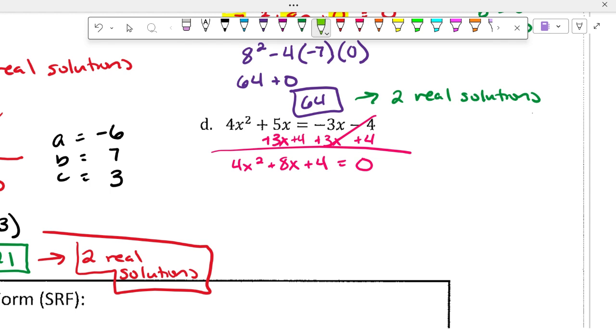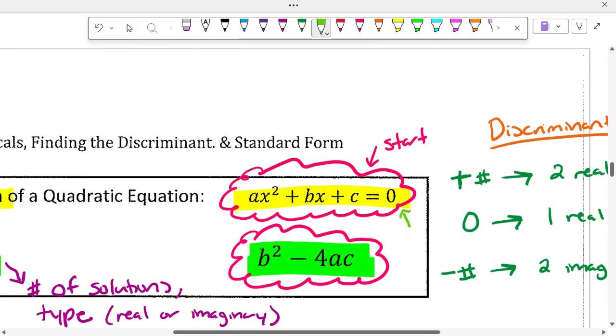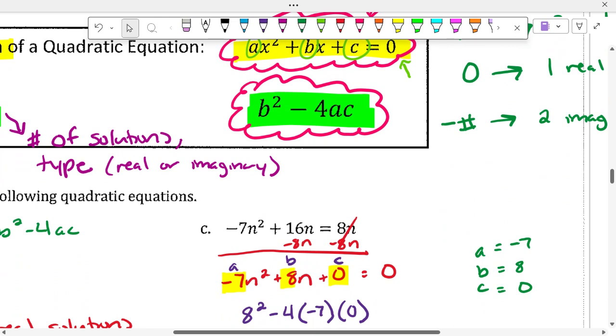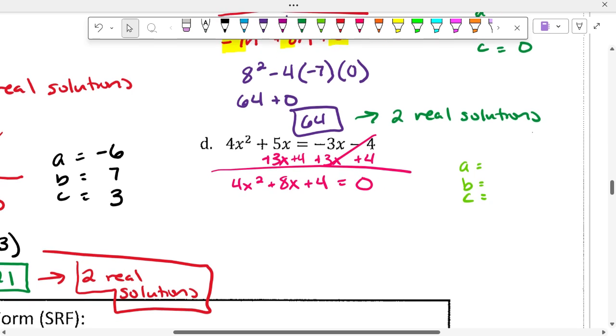So now you want to label A, B, and C. That comes from your standard form. Your A is always connected to your x squared, your B is always connected to your x, and your C is always your constant. That doesn't change. And if you're missing any one of them, you would plug in a what for it? A 0. All right. So what is my A, B, and C here? 4, 8, and 4 in that order.